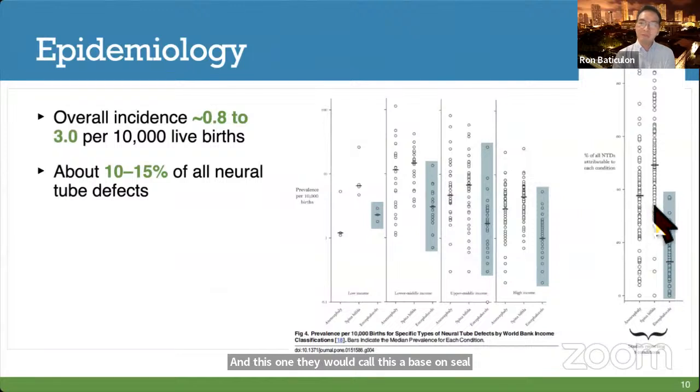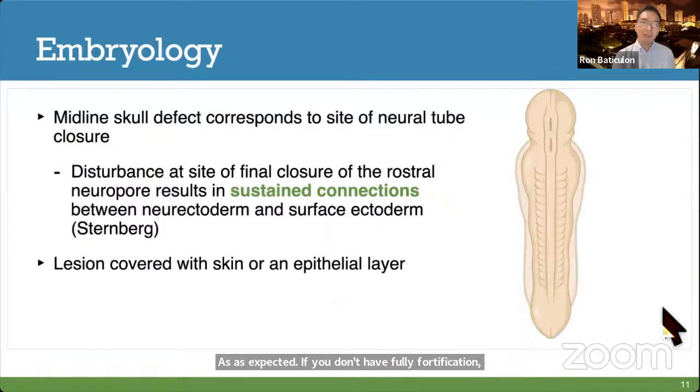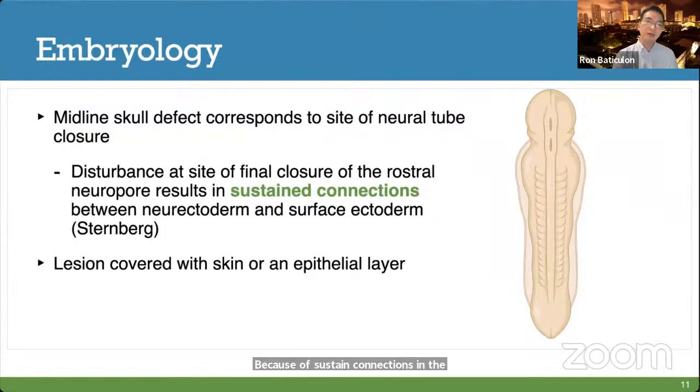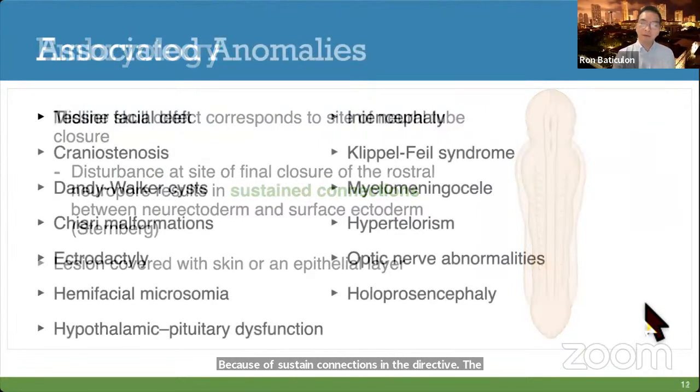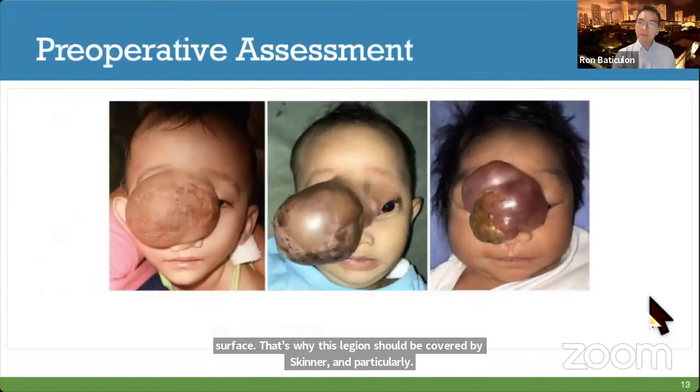These make up 10 to 15% of all neural tube defects. As expected, if you don't have folate fortification, then you would have a higher incidence of these conditions. Embryologically, it's because of sustained connections between the neuroectoderm and the surface ectoderm. That's why these lesions will be covered by skin or an epithelial layer. They can have associated abnormalities, but the most important thing is this.